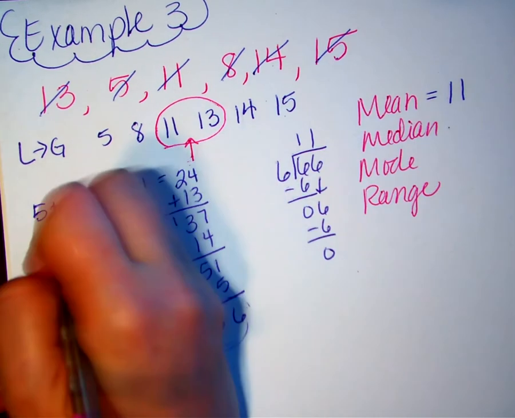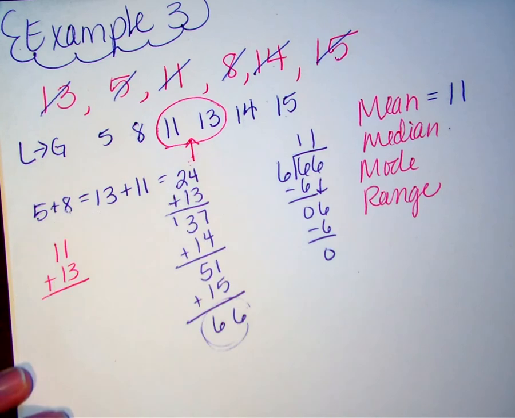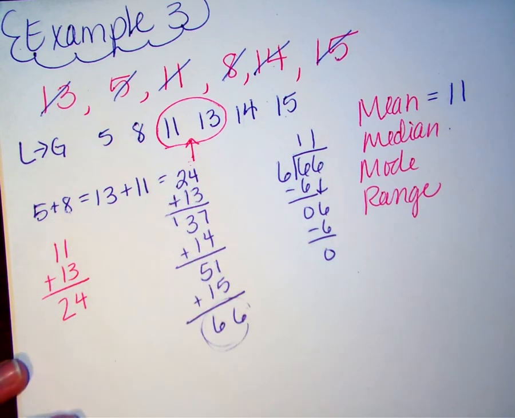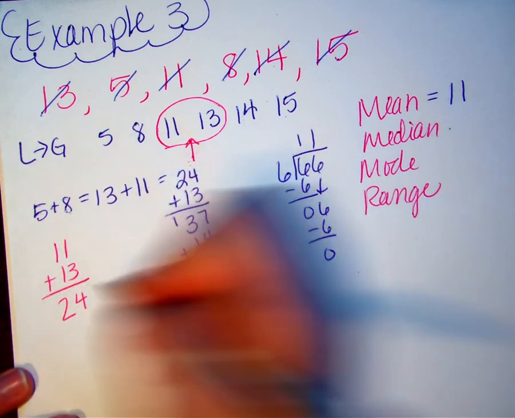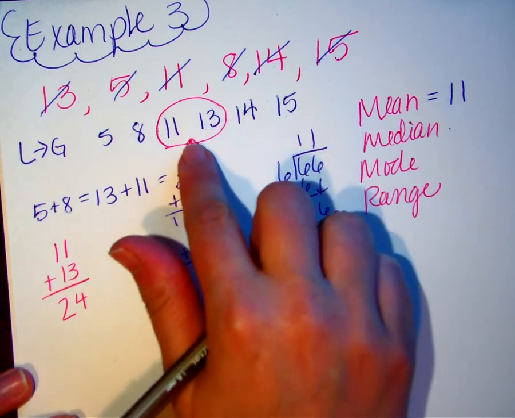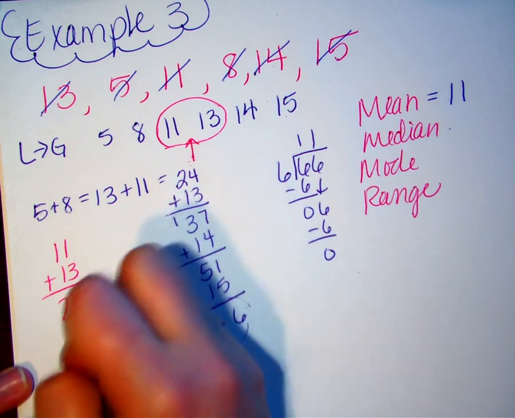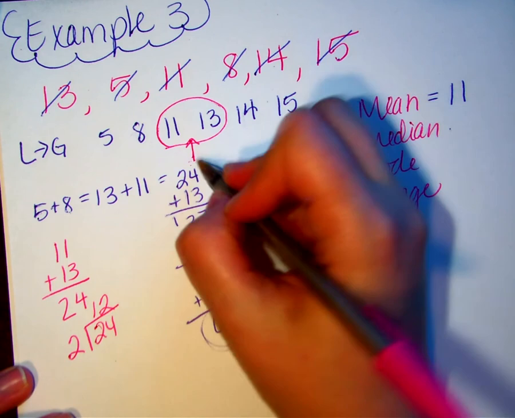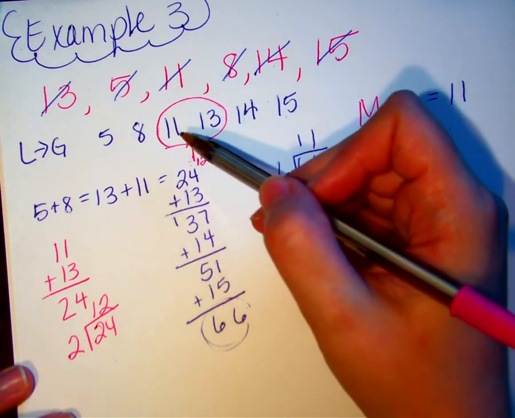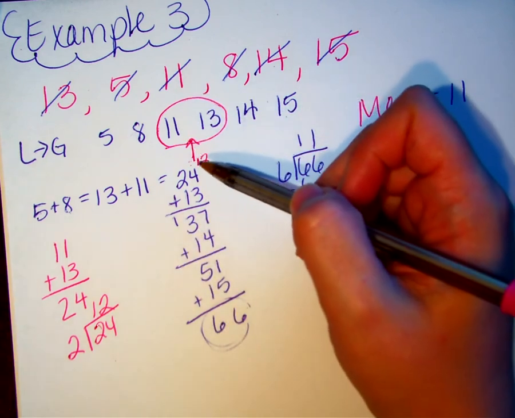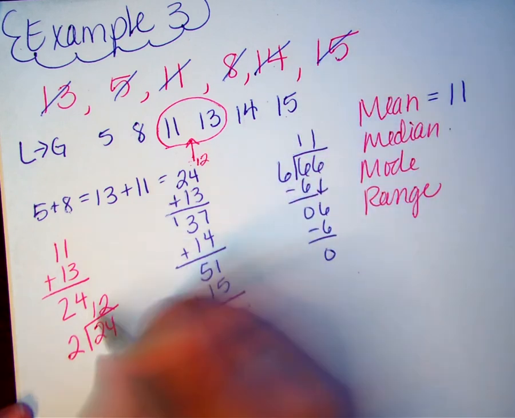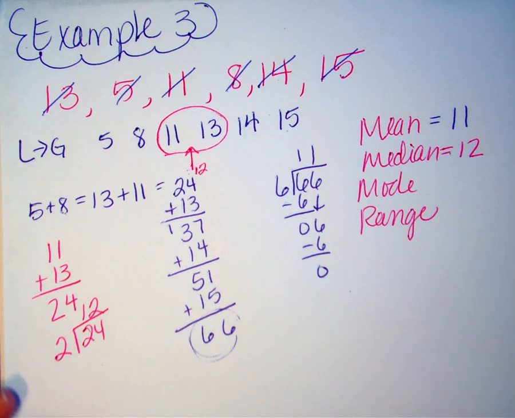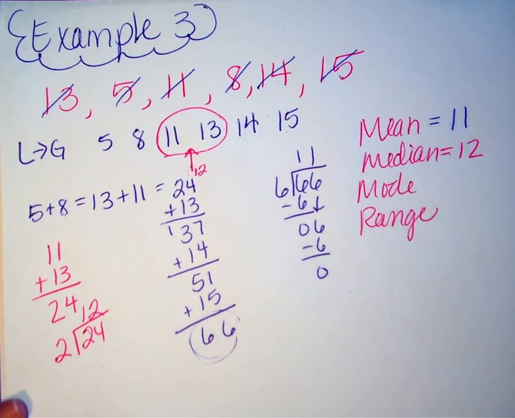So you're going to do 11 plus 13, and that would be 3 and 1 is 4, 1 and 1 is 2, and then you would divide it by 2 because you're trying to find the mean, really the average of the 2 middle numbers. So 24 divided by 2 is 12, which we already knew the only number between 11 and 13 would have been 12, at least the only whole number between there. So the median is 12.